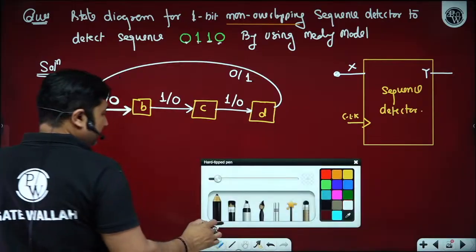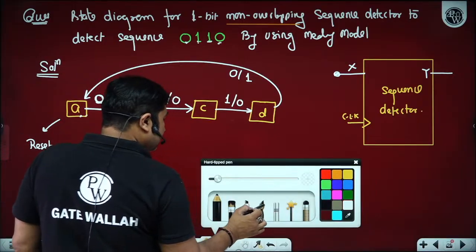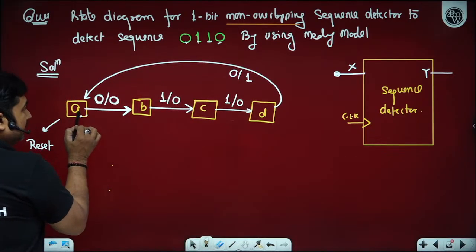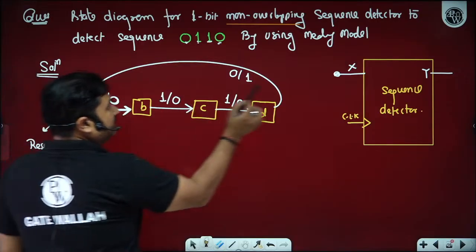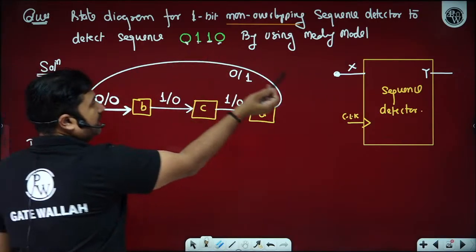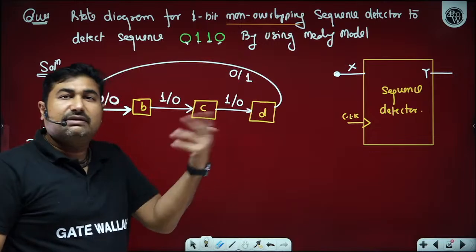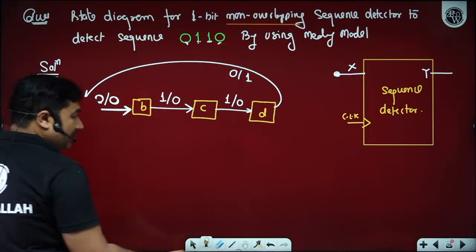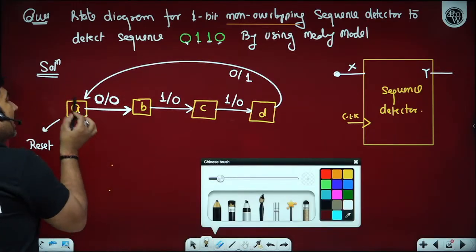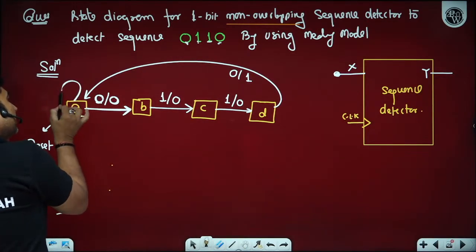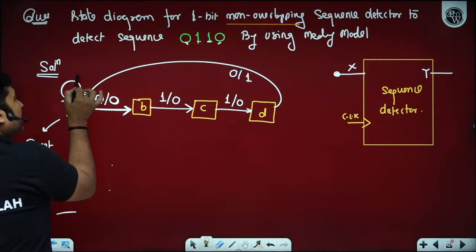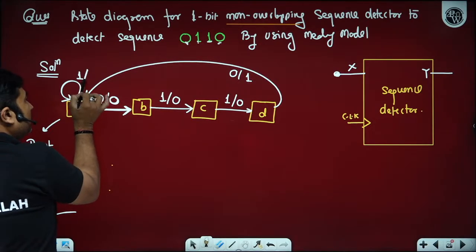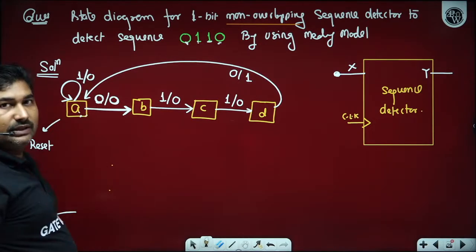Now please observe. If you are on state A, there are two possibilities. Maybe the input received at X is a 0, or maybe the input received at X is logic level 1. So if logic level 1 is received, that is not the required set of input sequence, and under that condition you will remain in state A only, and output is 0.